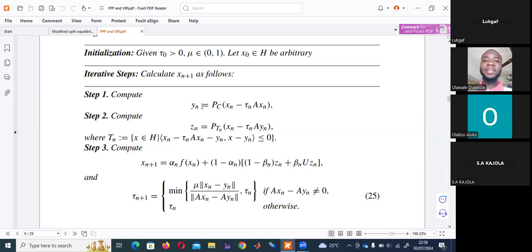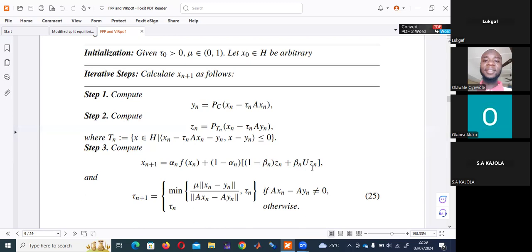What that means, in essence, is that you must obtain the limit of y_n minus x_n. You have to show that the limit of the norm of y_n minus x_n as n goes to infinity equals 0. Also, the limit of the norm of u(z_n) minus z_n as n tends to infinity has to tend to 0. Those two limits are very, very essential.